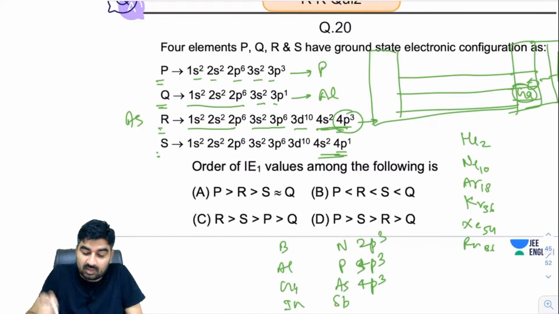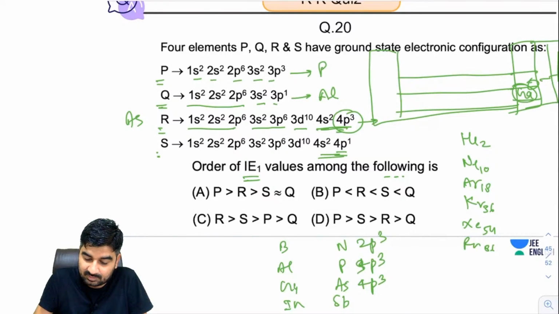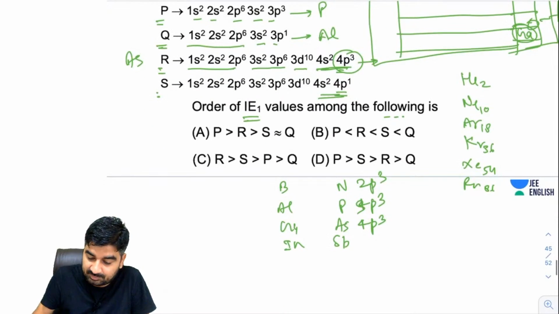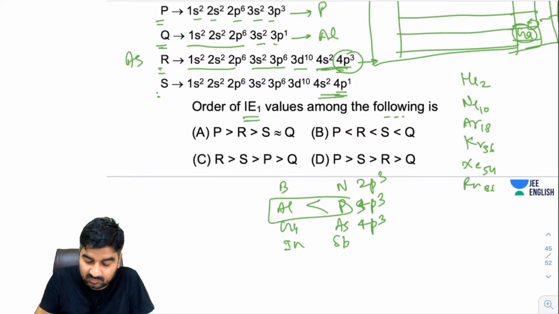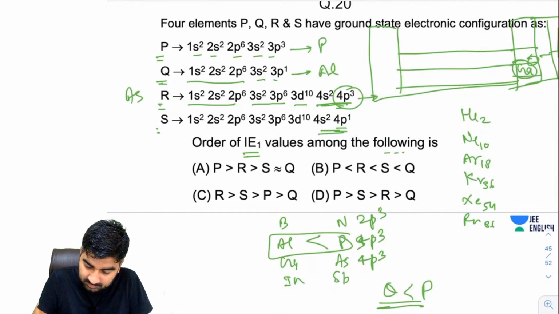Now you can solve. Ionization energy values among the following is. So if I arrange them in the periodic table, it will be aluminium and phosphorus. So phosphorus will have more than aluminium. So P will have more than Q. P greater than Q. So everywhere P is greater than Q.